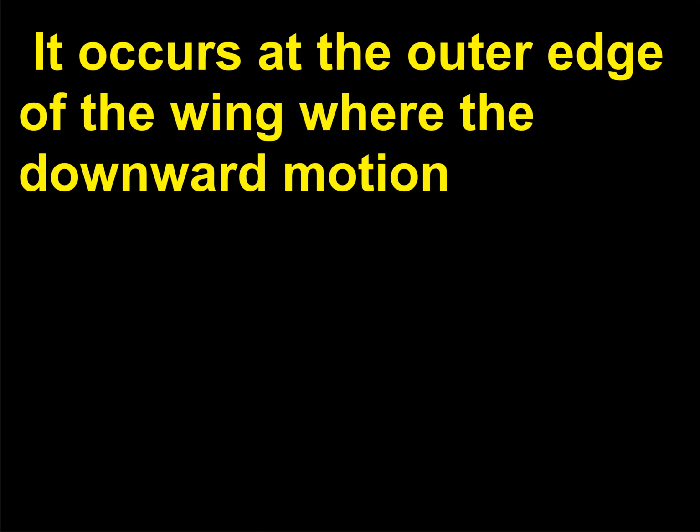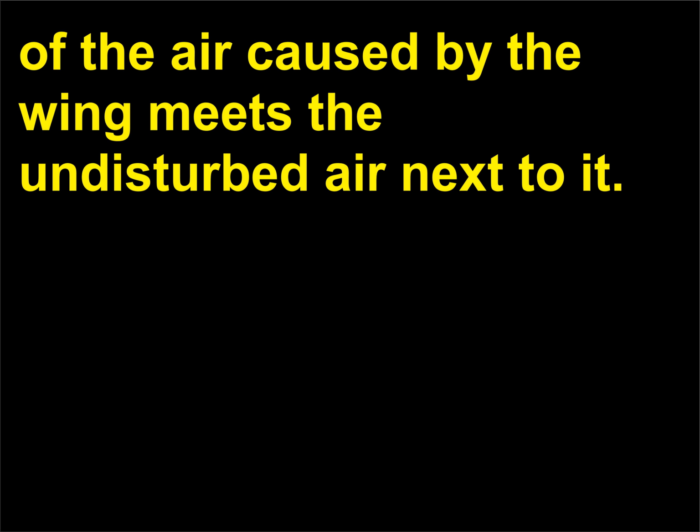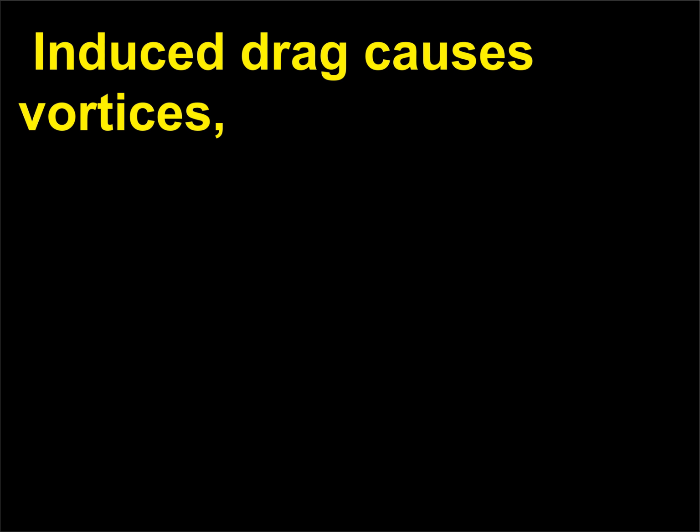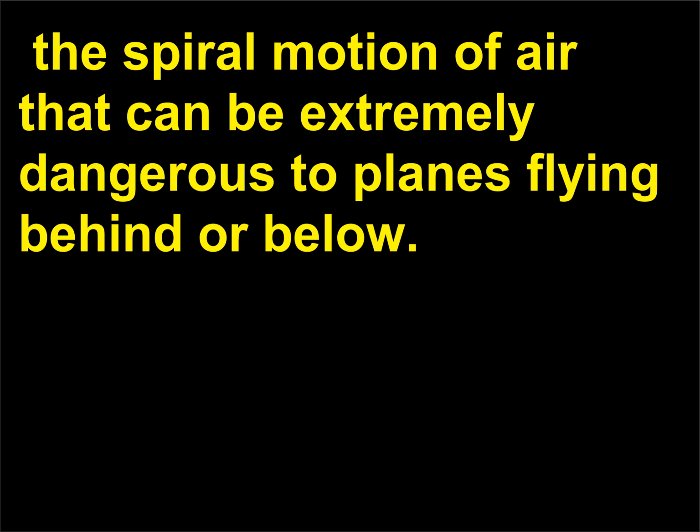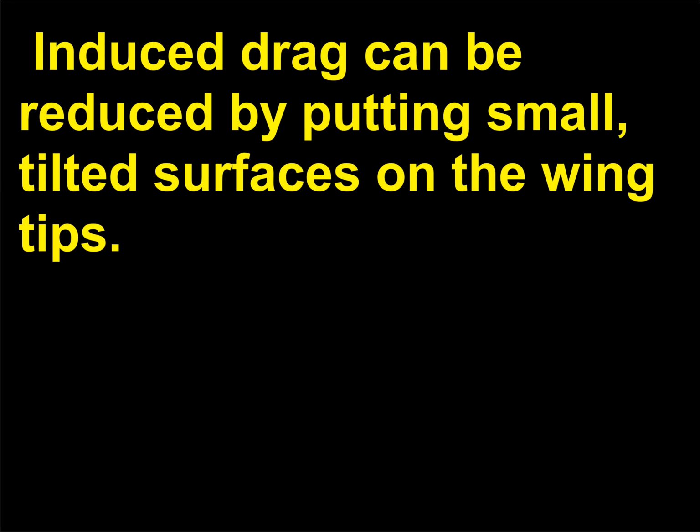It occurs at the outer edge of the wing where the downward motion of the air caused by the wing meets the undisturbed air next to it. Induced drag causes vortices, the spiral motion of air that can be extremely dangerous to planes flying behind or below. Induced drag can be reduced by putting small, tilted surfaces on the wing tips.